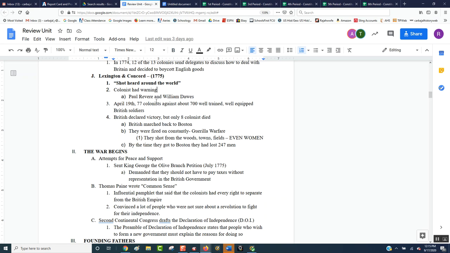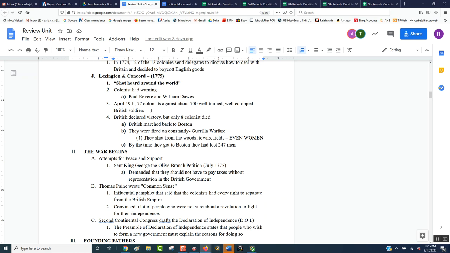All right. So it's April 19, 1775, 77 colonists against 700 of the best trained, best equipped soldiers in the world, the British soldiers. So they're on a field, and on one side, 700 of the best trained, best equipped soldiers, and the other side, basically, farmers with guns. And both sides realize, this is going to be a massacre. 77 versus 700 of the best trained soldiers.